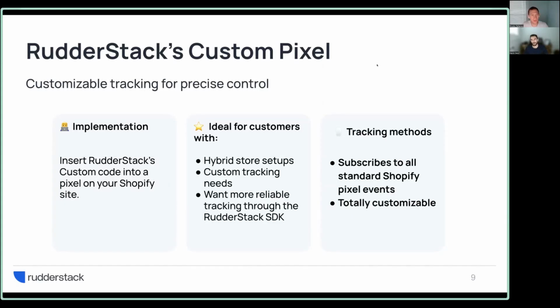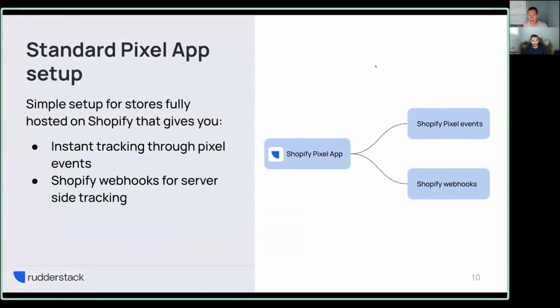All right. So a number of different ways to actually implement and combine these solutions. Simplest one is just the straight up Pixel app implementation. Kind of what we talked about earlier. This is just the straight up out of the box. So you get that instant tracking for both the Pixel events and webhooks. Really, I think we've already covered this mostly. Dave, anything else to add?